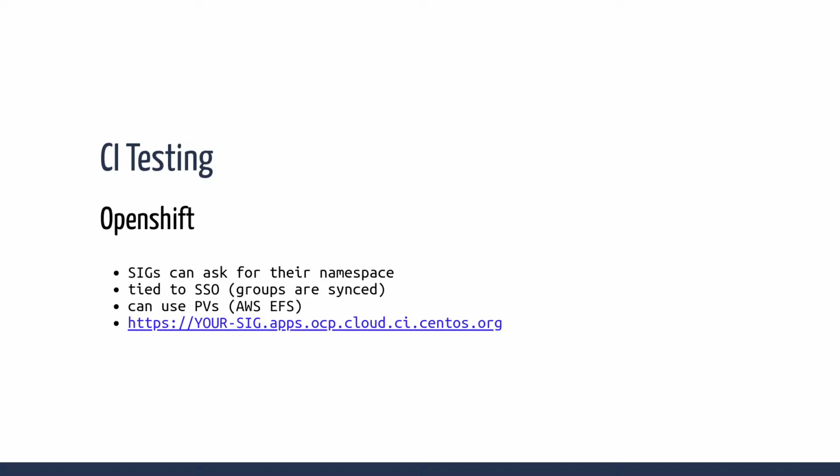As I said, it's tied to SSO, so FAS or ICO, which are the same. And the groups are automatically synced. So if you, as a SIG chair, onboard someone in your SIG, they will automatically be granted access to that namespace. And if removed from the group, they will be removed from that namespace automatically after. It uses persistent volumes based on AFS, so NFS under the hood from Amazon.